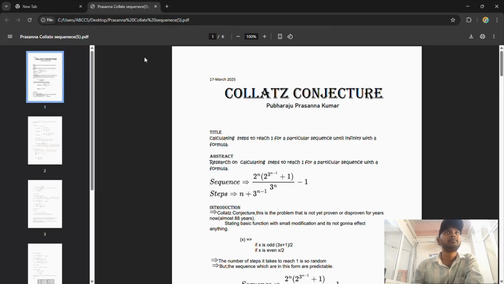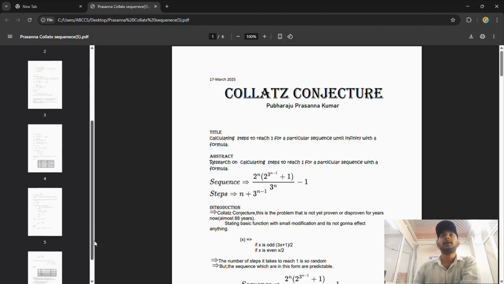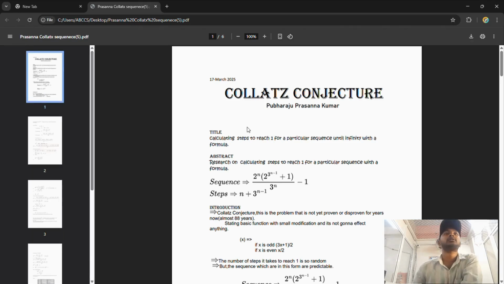So I found out something on the Collatz conjecture. I want to share it and establish it. I'm going to show you what I have documented. It's about 6 pages. So this is the Collatz conjecture.